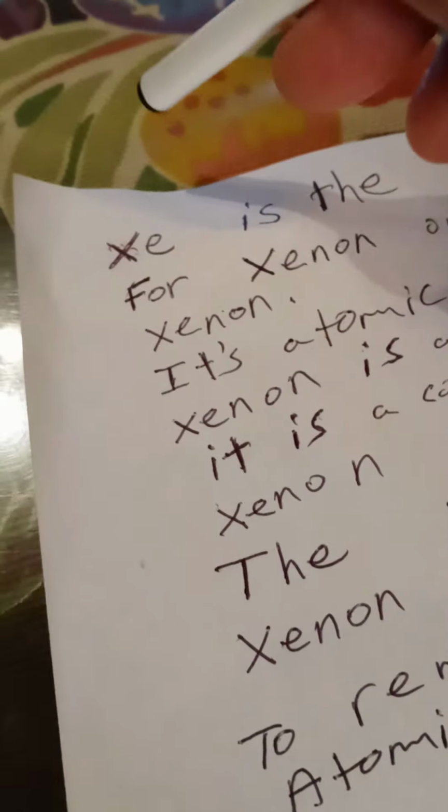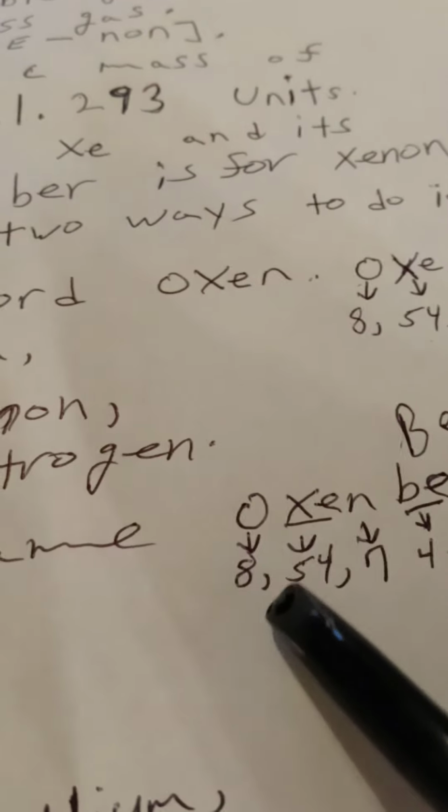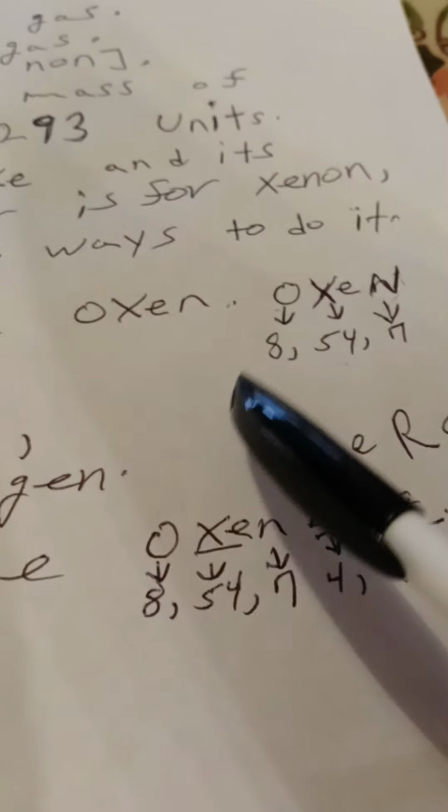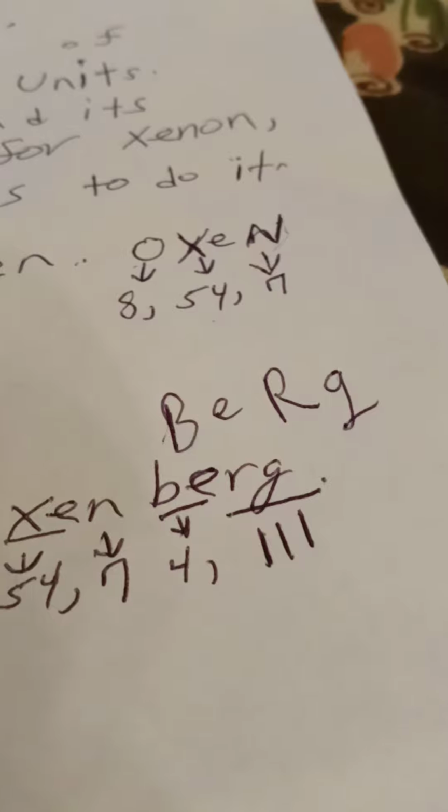So to remember, XE, a capital X and small e, is the chemical symbol for xenon. You can use the word oxen. The word oxen. You can use the name Oxenberg. You got Oxenberg, you got oxen. I would go for oxen rather than Oxenberg, because here you have the same repetition of atomic numbers, and then you have 2 extra chemical symbols right there. You got it?